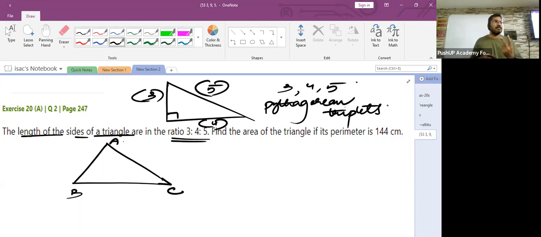Now, coming back to the initial point, I told you that this particular sum can be solved in two different ways. One is by applying Heron's formula. The other, the second one, which is very short in method, is by applying the concept of Pythagorean triplets. All right. Now it totally depends on you, how you perceive it. I will teach you both the ways.